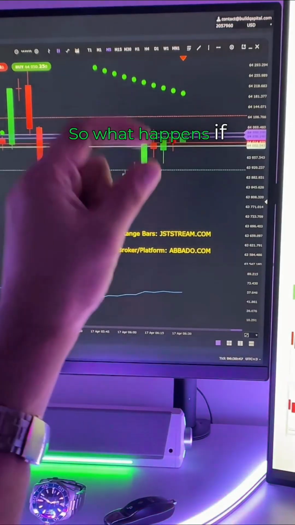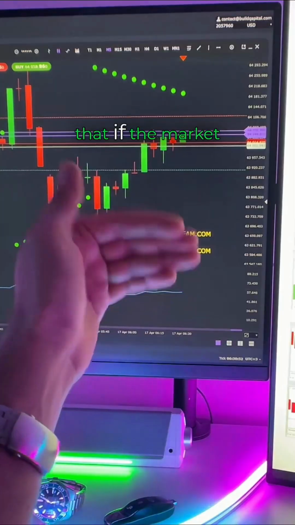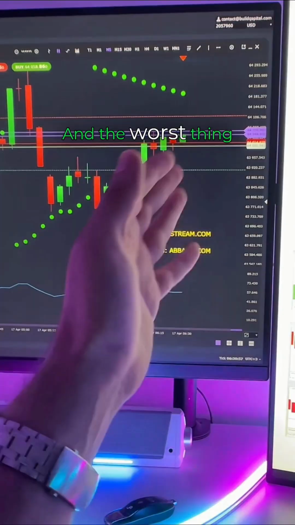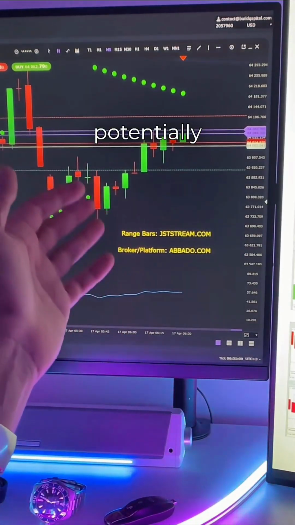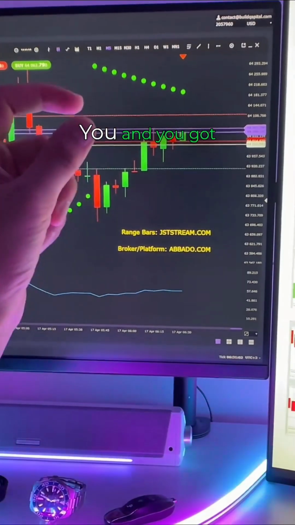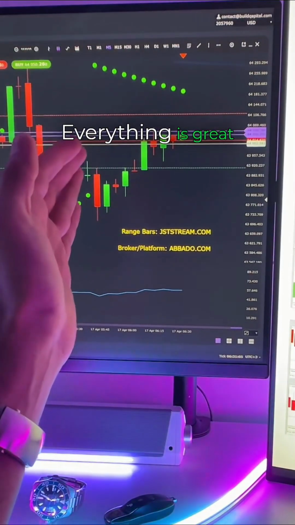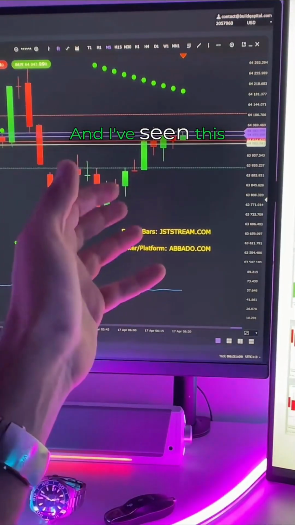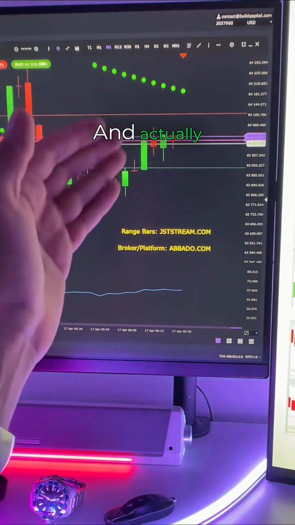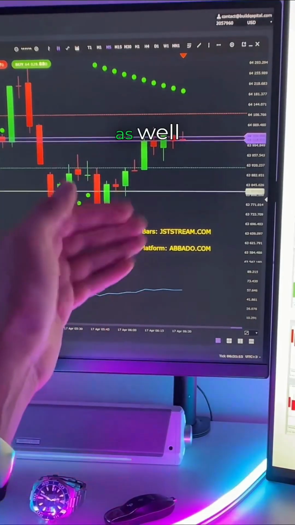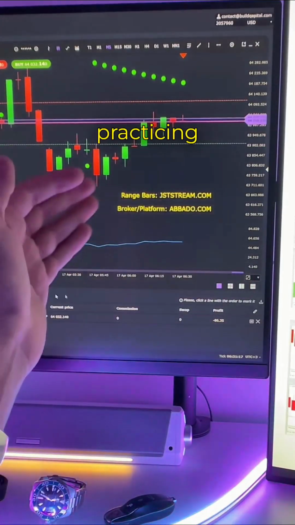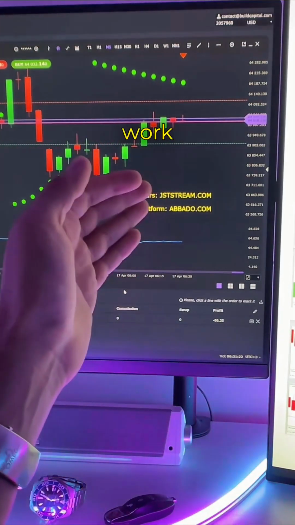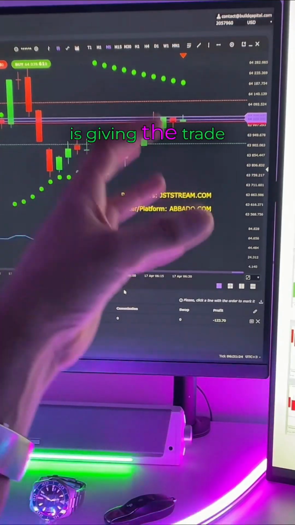So what happens if I set my stop loss too tight is that if the market moves against me just a little bit, it's going to kick me out of the trade. And the worst thing to happen is if you're in a potentially profitable trade and you got a perfect entry, everything is great, but you set your stop loss too tight and it kicked you out of the trade. I've seen this happen more than enough times, and it's happened to me a lot of times as well. That's why, when I was practicing and testing the strategies, this is what I found to actually work the majority of the time: giving the trade enough room to move.